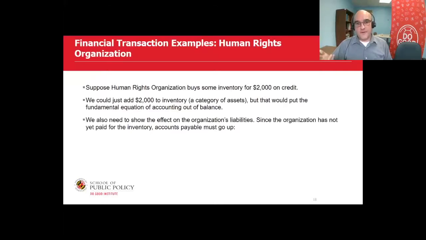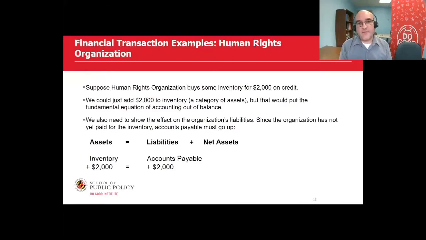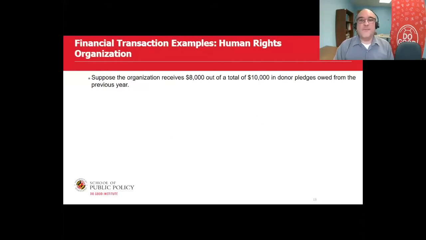We need to show the effect of receiving $2,000 worth of inventory on the organization's liabilities, because the organization isn't paying cash to receive the inventory. And since they haven't paid for the inventory, we record $2,000 under assets in the inventory account. We also record $2,000 under liabilities in the accounts payable account. And the $2,000 on either side of the equal sign balance out, which leaves the fundamental equation of accounting back in balance. Another example.